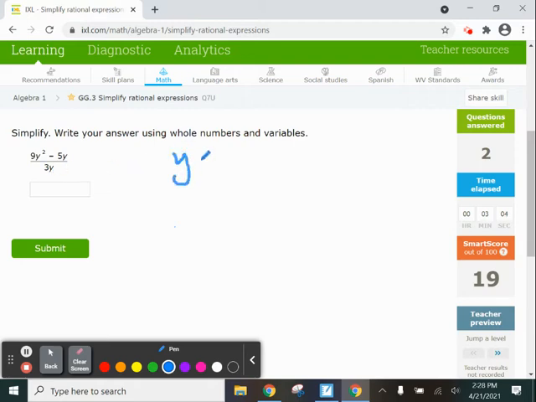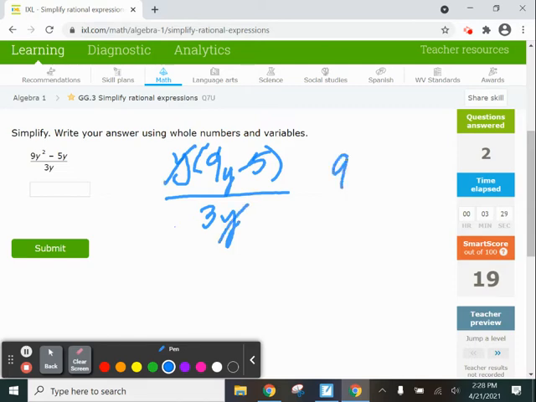So if I take the y out of the top, I'm going to write on the board because that's a little bit easier than trying to use the mouse. I'm left with 9y minus 5. On the bottom, I have a 3 and a y. The y on the outside here can reduce with the y on the bottom. And then I'm left with 9y minus 5 all over 3.